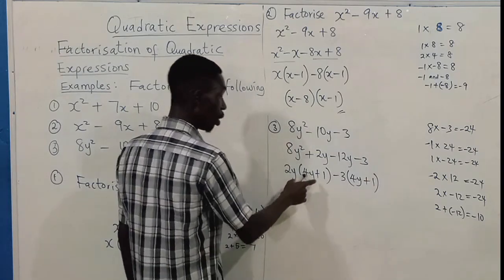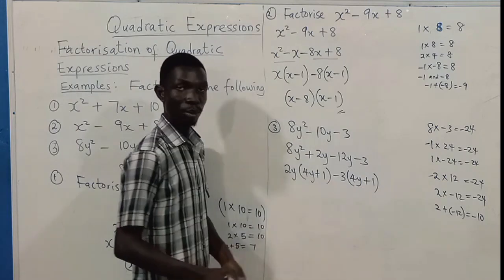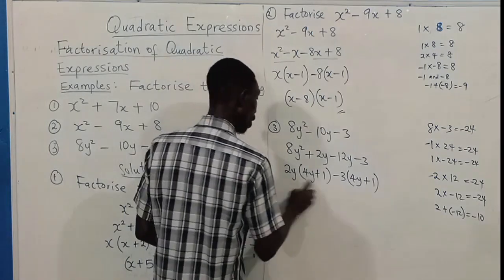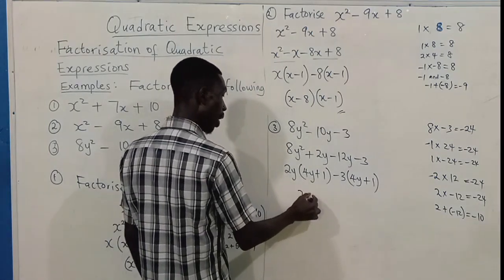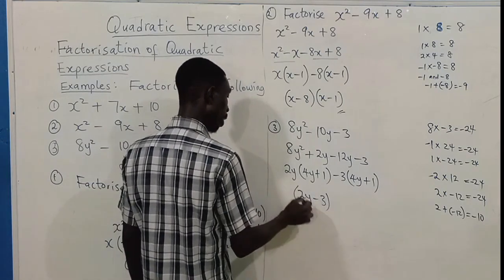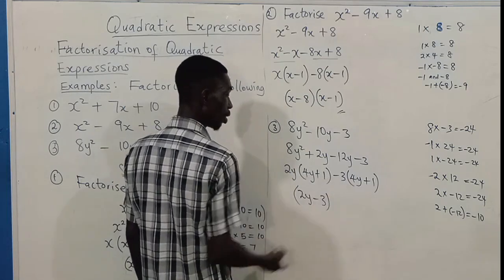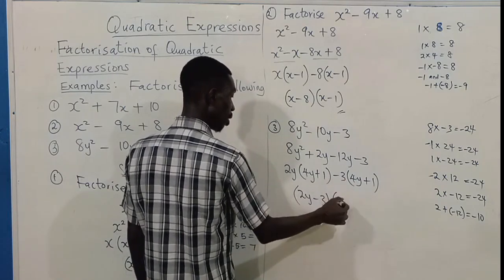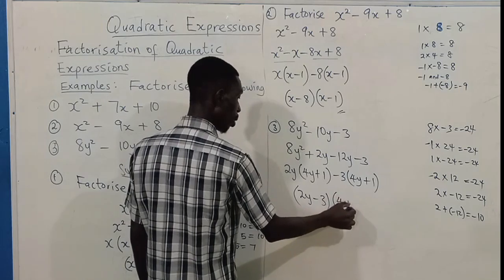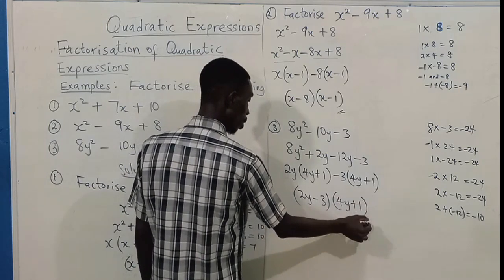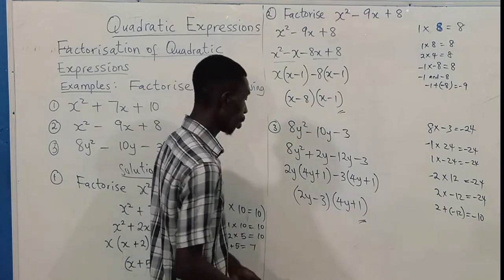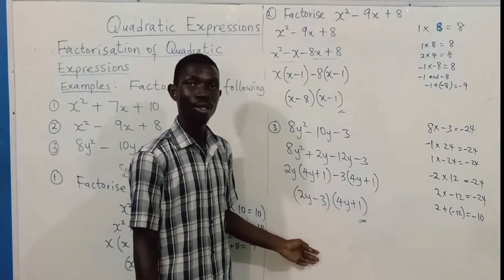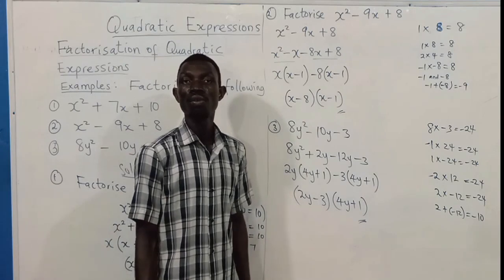Remember, I've told you, this bracket and this bracket must be the same, otherwise your solution is wrong. So we take this and this to form 2y minus 3 to form a bracket. When we take the final factorization, you get this and this forming a bracket, and then this and this, the same thing, make one bracket here, plus 1. And then we're done.